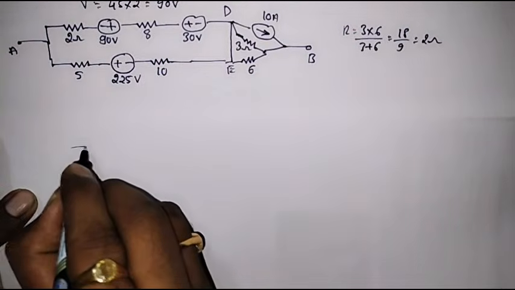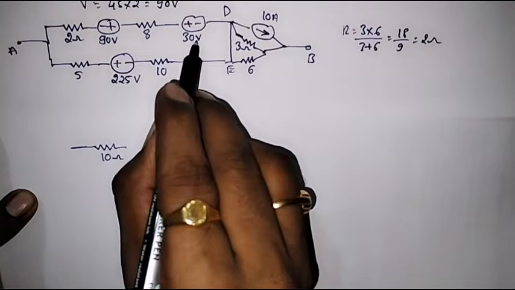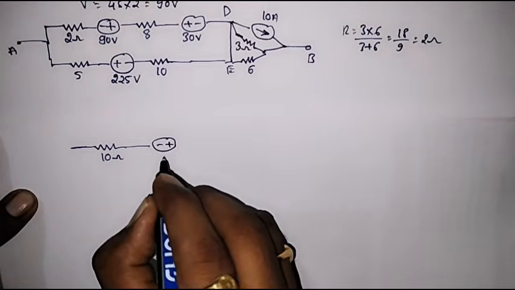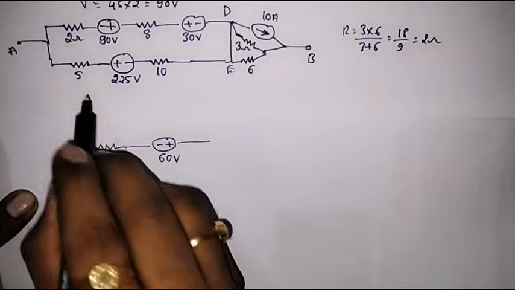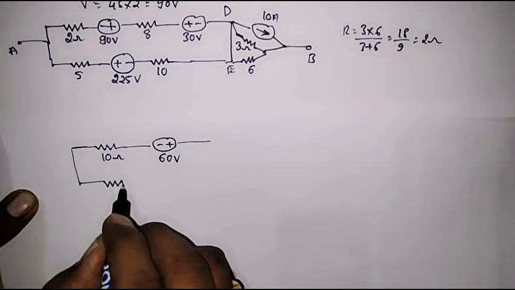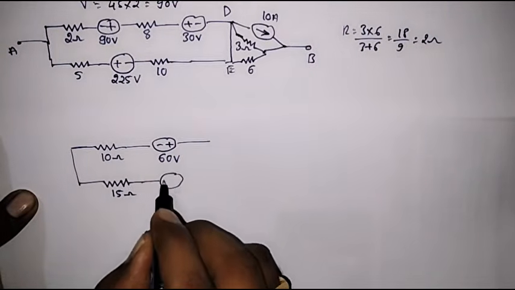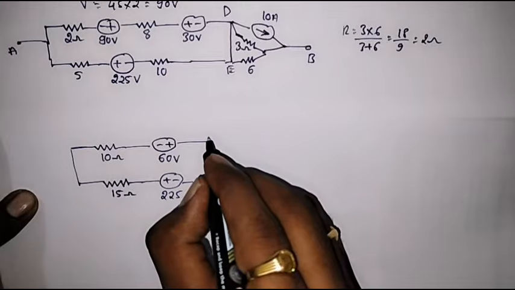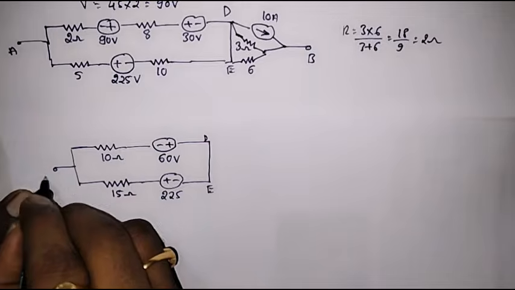Reduce the network as: this is 10 ohm, 90 volt and 30 volt are in series. I will replace this with a single voltage source of magnitude 60 volt, polarities with respect to highest magnitude, and here 5 ohm resistor is in series with 10. So I can replace this with a single resistor of 15 ohm, and this 225 volt is kept as it is. These two nodes are shorted, and this was A terminal.